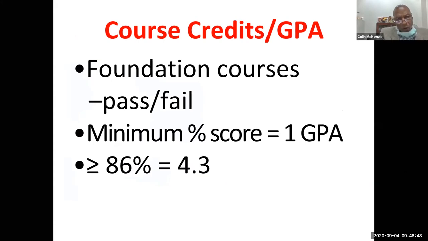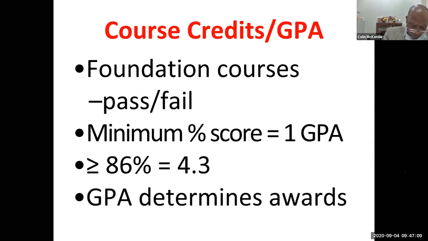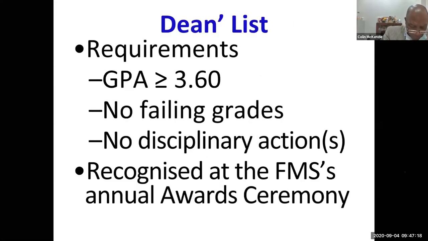All right, let's look at the course and the credit and GPA. All right, the foundation courses are pass-fail. Okay. Well, to get a GPA of one, you need a minimum score of 30% pass mark, and 80% and above will give you a GPA of 4.3, all right? Now, this GPA system will determine your award, all right? These are the different kinds of awards that you can look forward to.